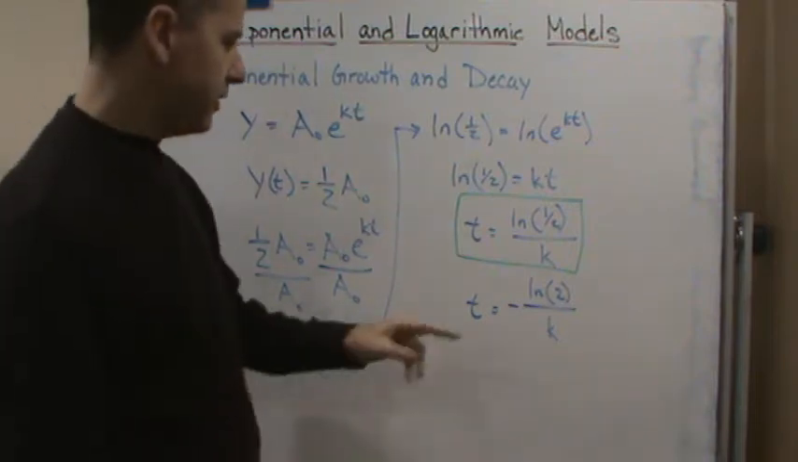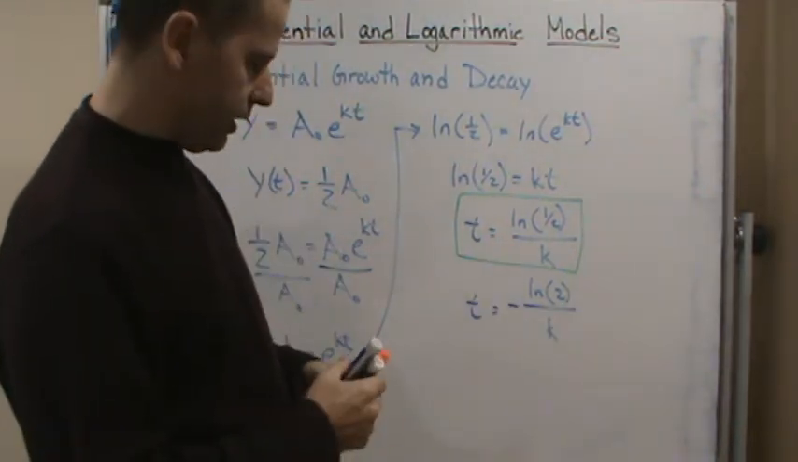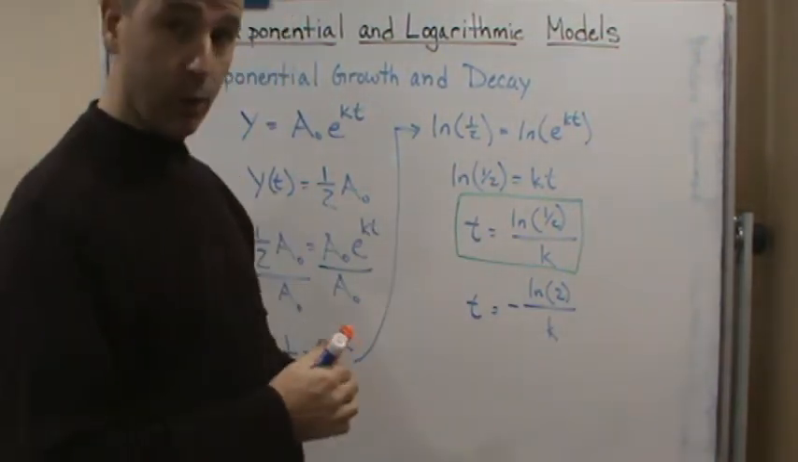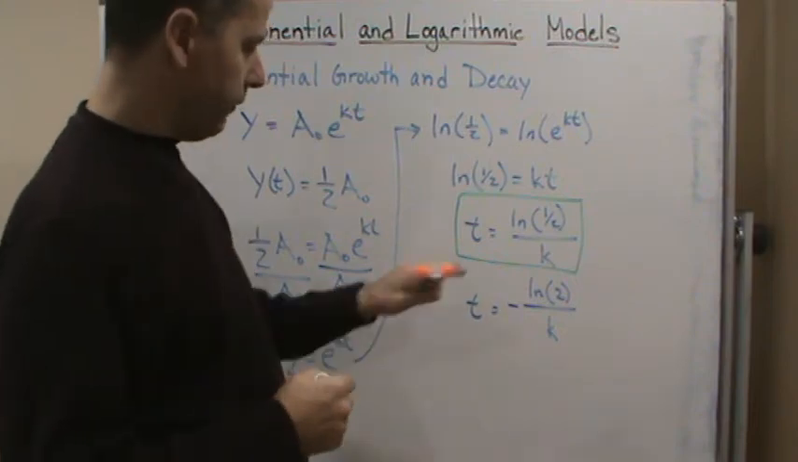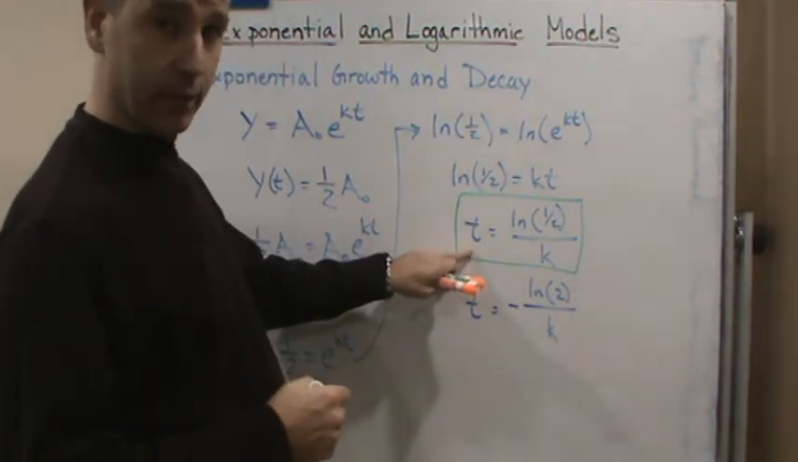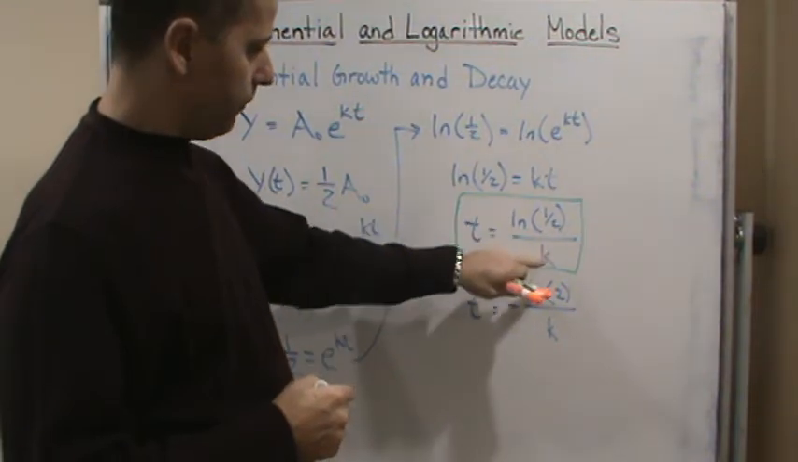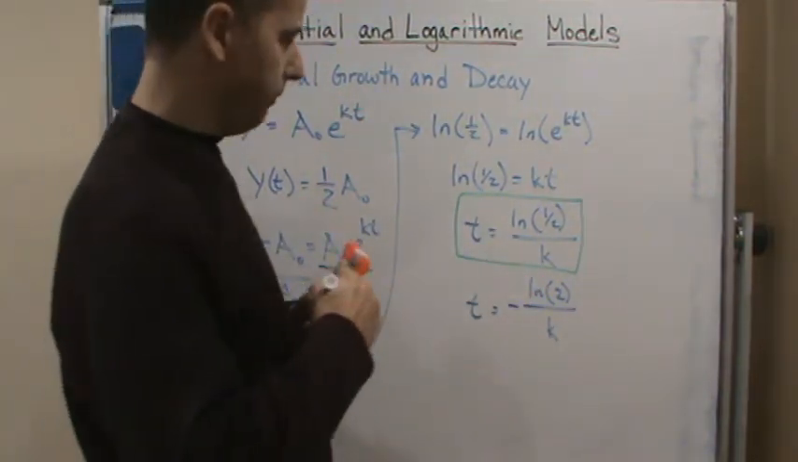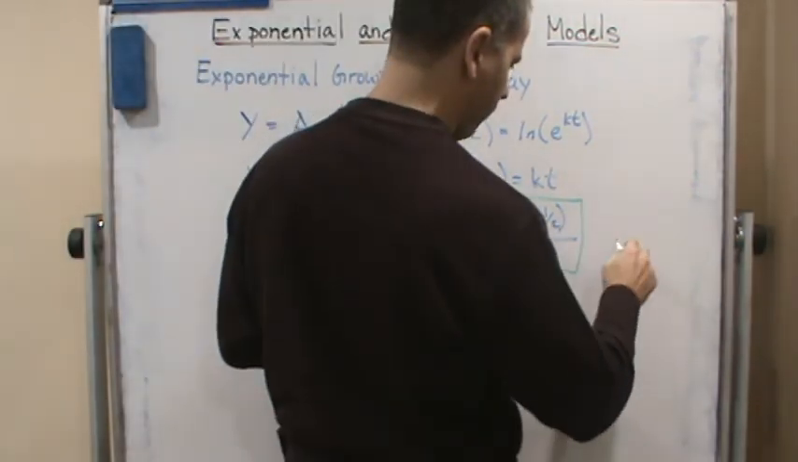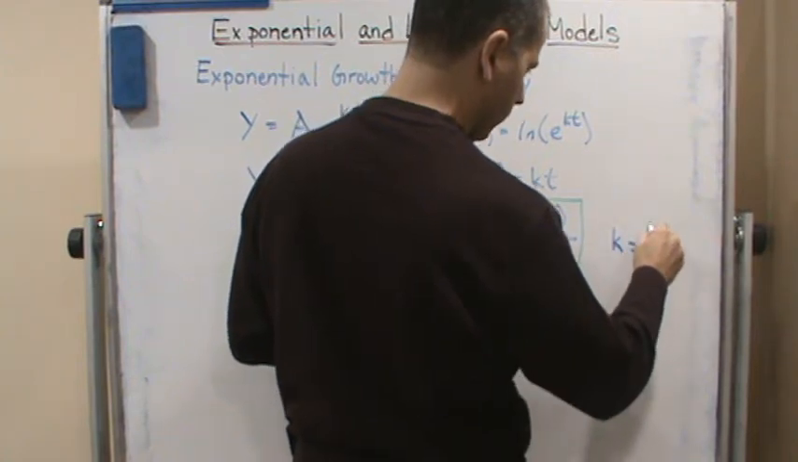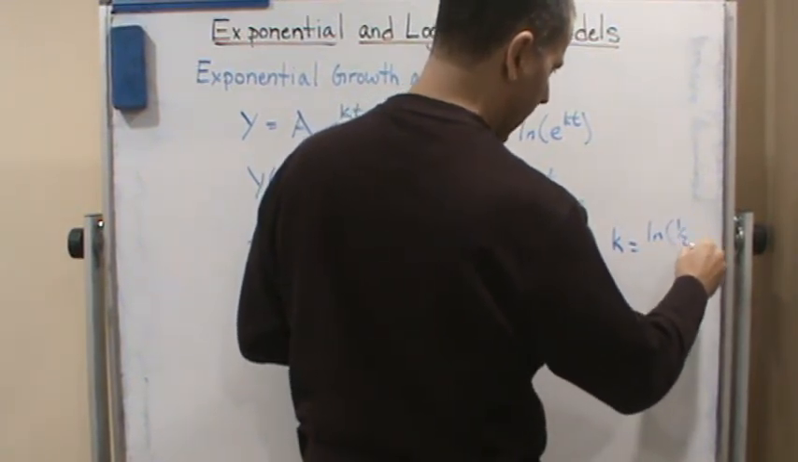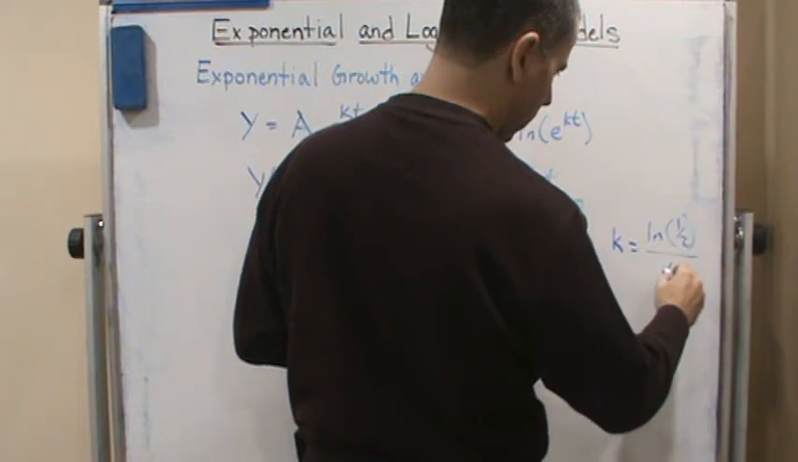Now, you could also use this formula to solve for the constant, if you know the half-life. If you know the half-life, you can find the constant using the formula. It would just look like this. k equals the natural log of 1/2 over the half-life.